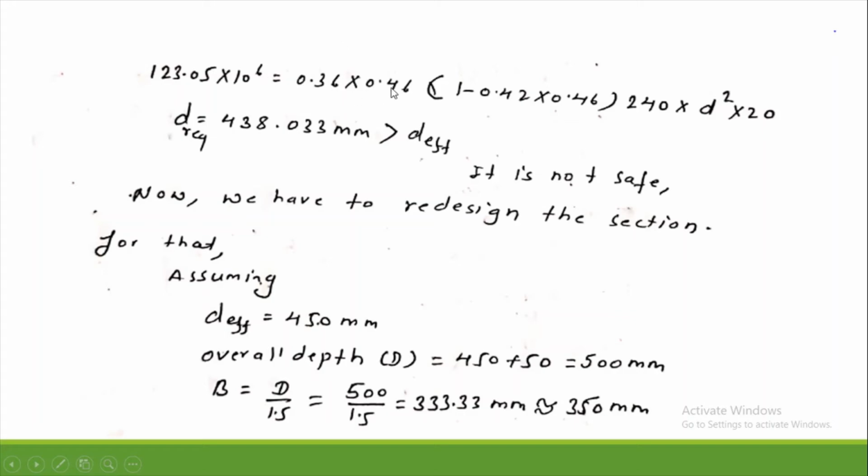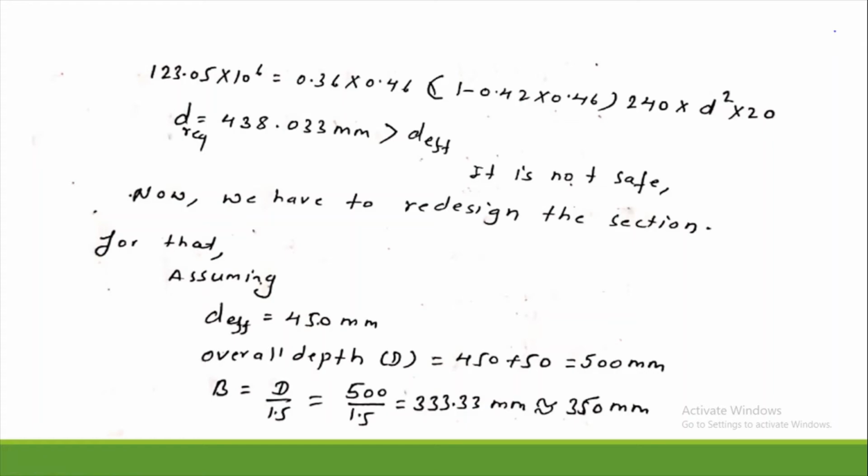By calculating this value, we are getting D required equal to 438.033 mm, which is greater than D effective. Actually this one is the provided depth, but this one is the required depth. Our provided depth is less than the required depth. It means for resisting this moment, at least we need this depth, but we have less than this depth. It means our structure is not safe, our beam is not safe.